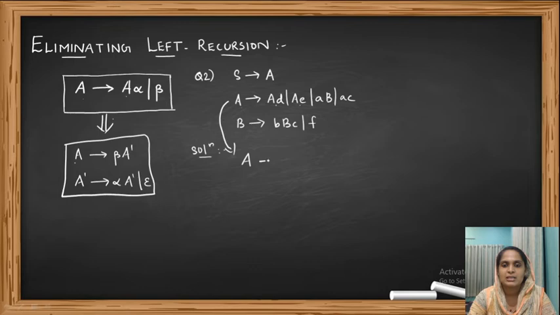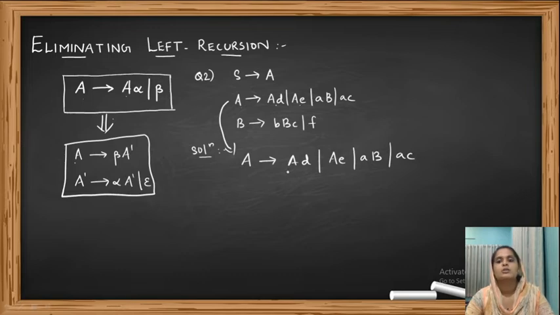So the production is A produces AD bar AE bar AB bar AC. Here, in these four terms, we can see that the first two terms start with capital A. So whatever term comes after capital A is our alpha, right? So here we have two alphas. This small letter D will be our alpha 1. The small letter E will be our alpha 2.